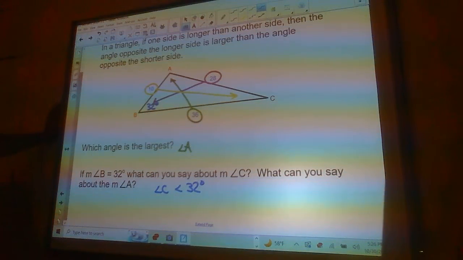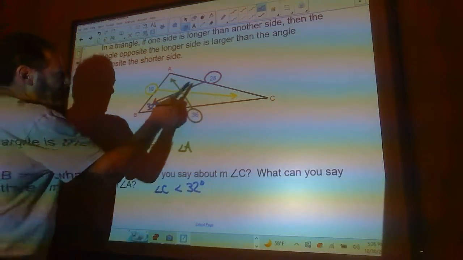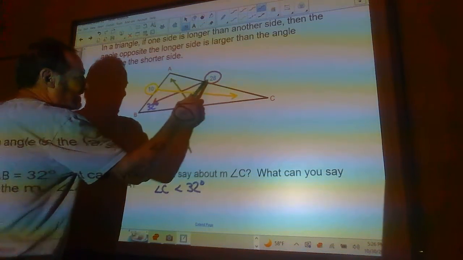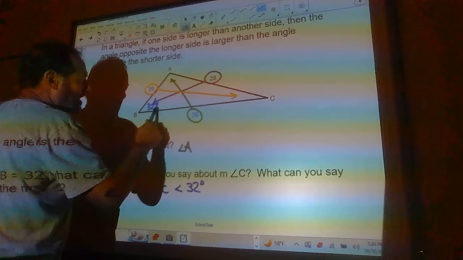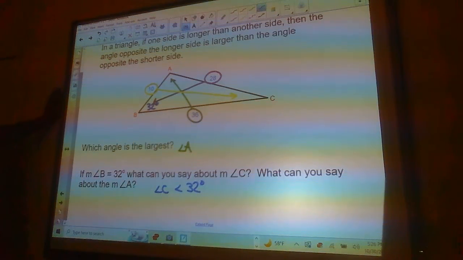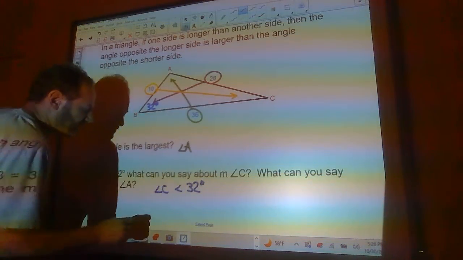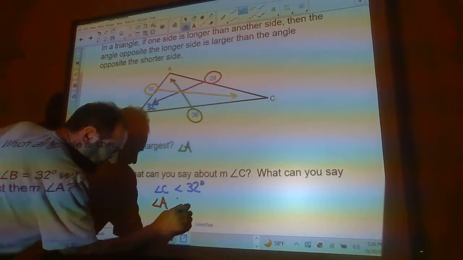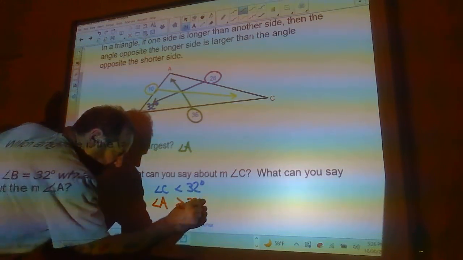And you know what? It's going to be quite a bit less because this side's only 10 and this is 28. That's going to be a lot bigger than that angle right there. What can you say about the measure of angle A? All I can say about the measure of angle A is that angle A is going to be greater than 32 degrees.